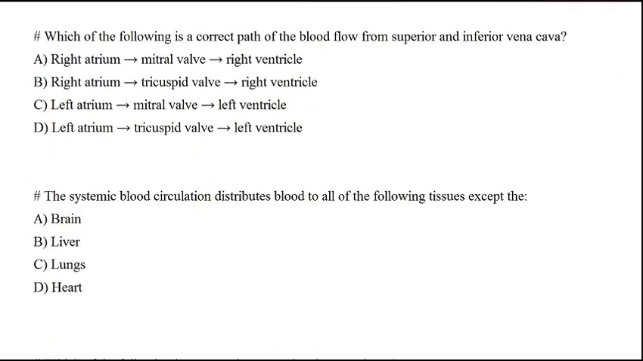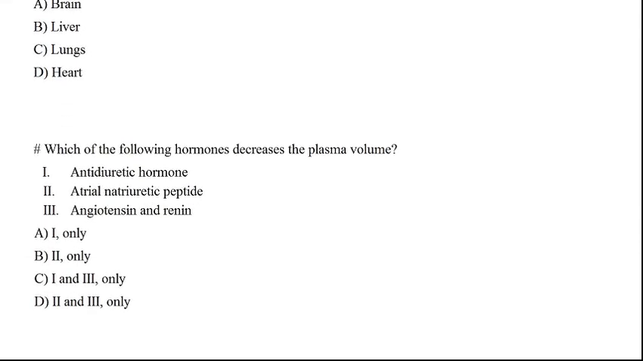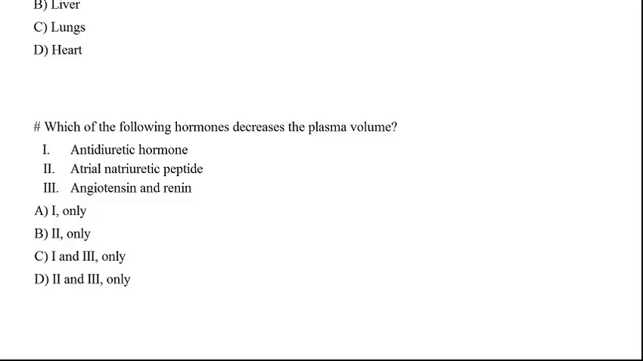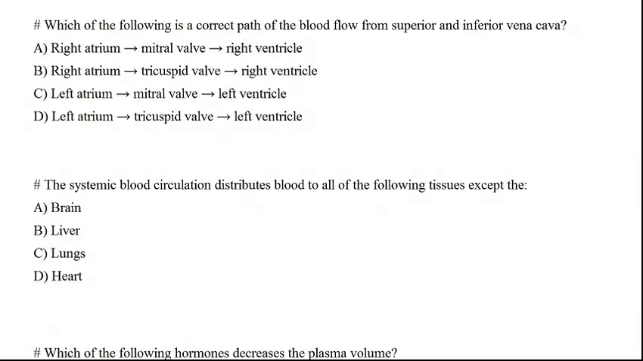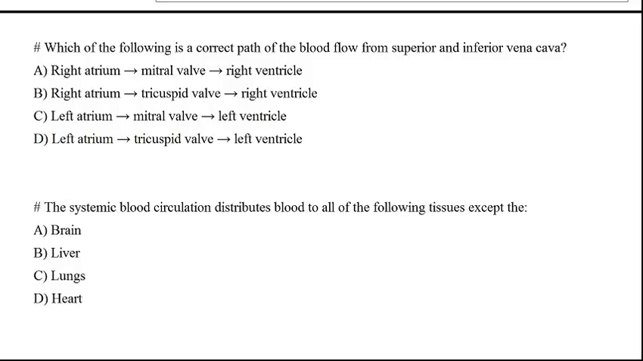Which of the following is the correct path of blood from superior and inferior vena cava? Next question. The systemic blood circulation distributes blood to all of the following tissues except? Then the next question, which of the following hormones decreases the plasma volume? All right, so if you need more time, just go ahead, you can pause the video. Otherwise, we are ready to go over these questions.